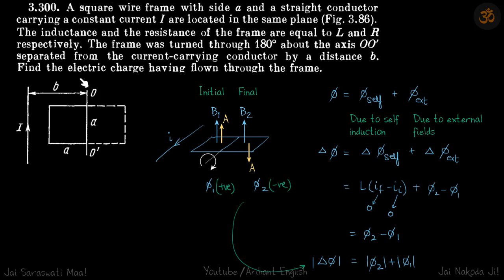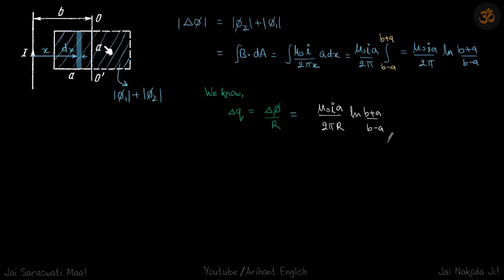Now we are only concerned with the net charge having flown. So let us take the mod on the left side and the right side. So phi 2 minus phi 1. So phi 2 is negative, minus phi 1 which is positive. So let's take the mod of both and add them. That should be the change in net flux. Now, how do we calculate that net flux? So phi 2 plus phi 1.